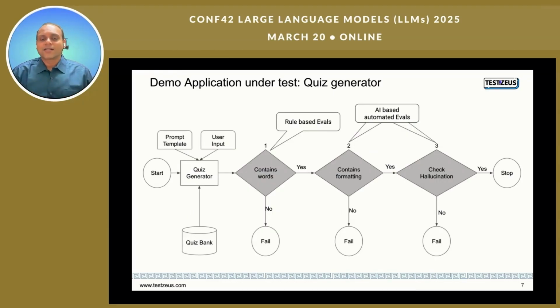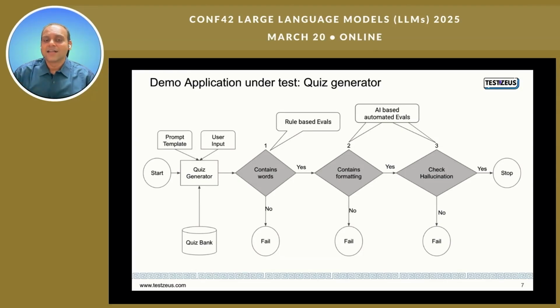So let's look at the pipeline. So from the starting point, we have the quiz generator app. We'll supplement it with a small quiz bank, and we'll also give it the user input and the prompt template. The prompt template defines what kind of outputs it should generate. The output of the quiz generator will go through the first ring of fire for rule-based evals, wherein we'll check if it generates answers which contain specific words or not. If yes, good. If no, fail the test case.